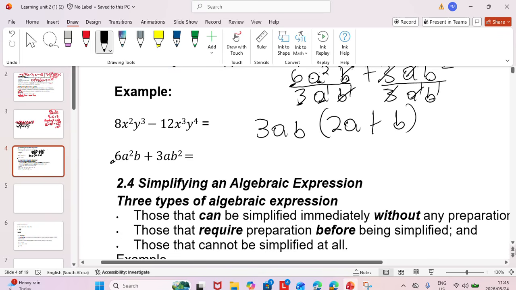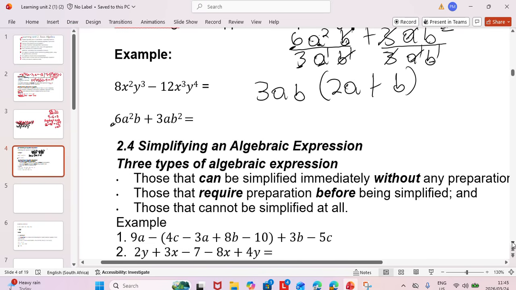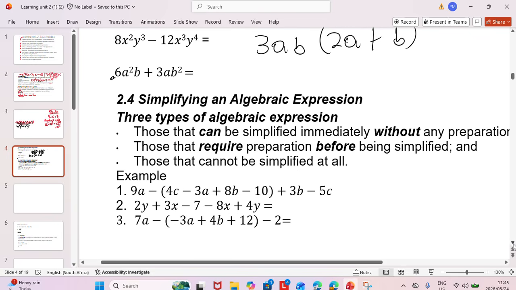factorization. And then let's move to learning outcome number 4, simplifying an algebraic expression. So when you are simplifying, guys, you want to leave your algebraic expression in its simplest form. Okay? So, for example, here we are told that we are going to deal with 3 types of algebraic expressions. Number 1, those that can be simplified immediately without any preparation.